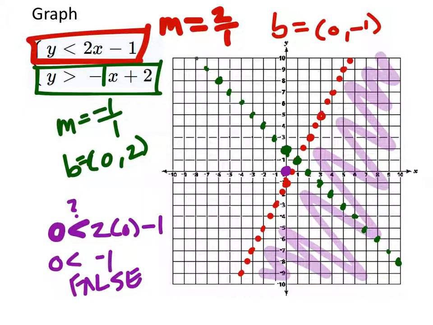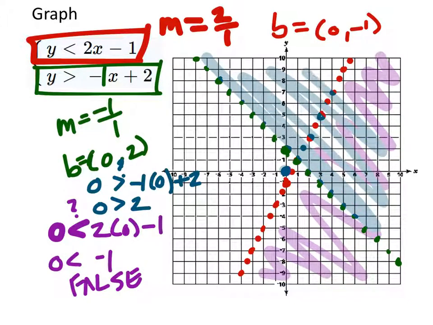And that looks pretty good. I can test, once again, 0, 0. But, again, we're using a different inequality. So 0 is greater than negative 1 times 0 plus 2. 0 is greater than 2. That's false. So we'll have to shade the other side of that point as well. Now, again, we're looking for where it's double shaded. That would be the actual area that we want to shade.